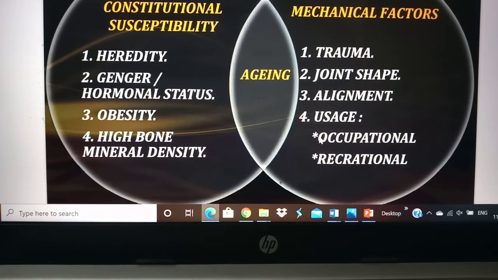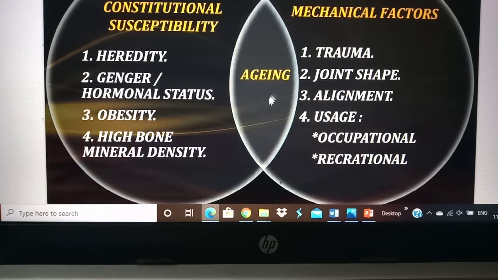Recreational is people who play near their house. It's not a job for them, it doesn't earn an income, but it's recreational playing. So when they have had injuries, it can lead to osteoarthritis. One common factor which connects the constitutional susceptibility and mechanical factors is aging. That's why you're studying degenerative osteoarthritis in geriatrics. So aging is a common risk factor. As the person gets older, each of these factors increases the risk.